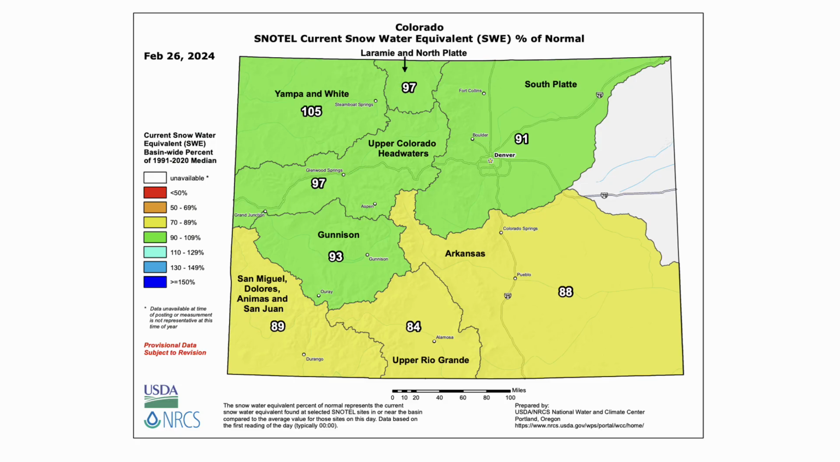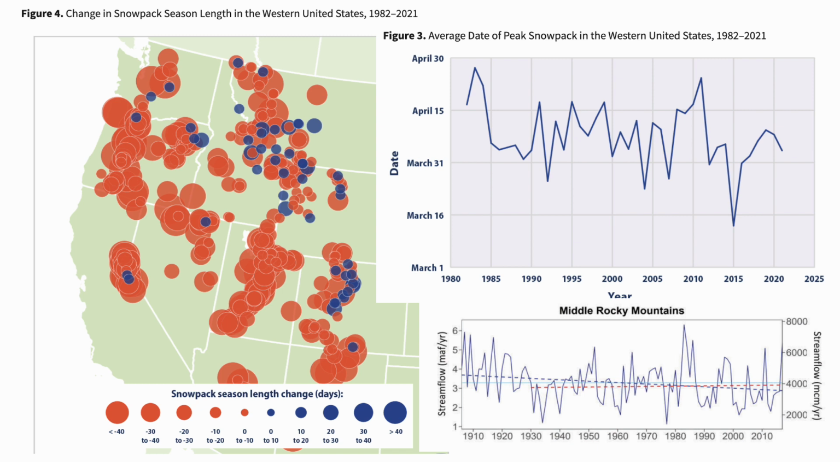So moving on, this graph shows where we currently stand in terms of SWE, or snow water equivalent. This is from February 26th, but it's probably pretty similar for the date right now. You can see that most of Colorado is hovering around average for snow water equivalent, but the southern portions of the state are quite below average for the amount of snow available for runoff as we come into this summer season.